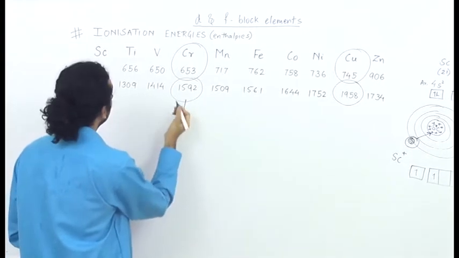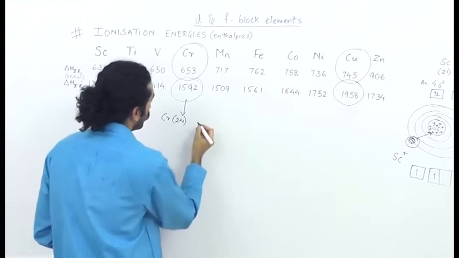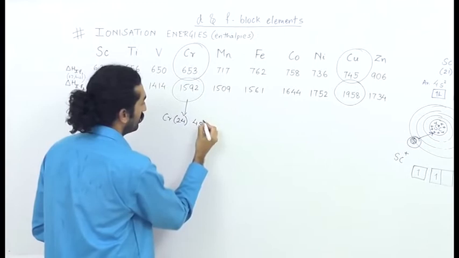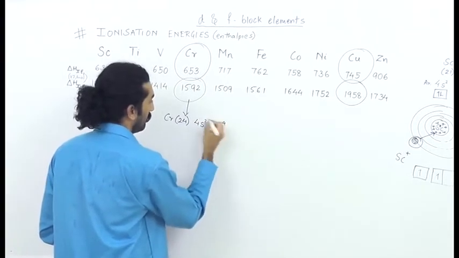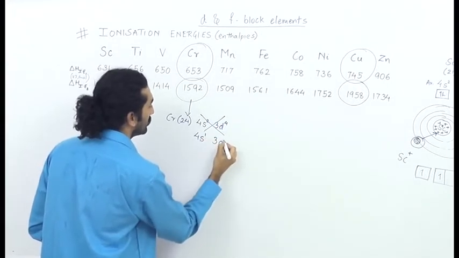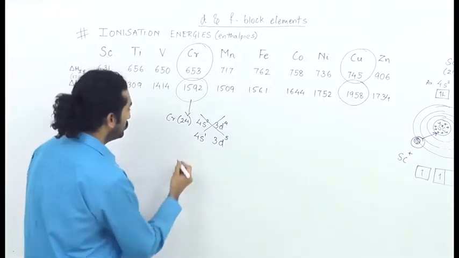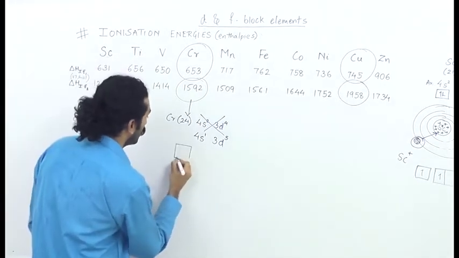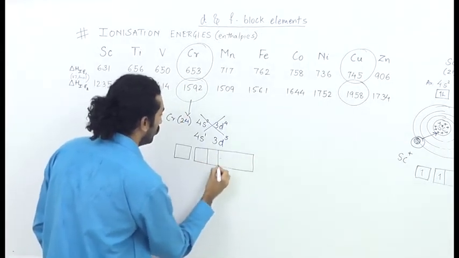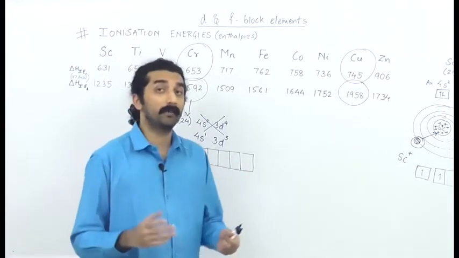Chromium, which has the atomic number of 24, ideally should have an electronic configuration of 4s2 3d4, but it does not have that. It has the electronic configuration of 4s1 3d5. The reason behind it has already been discussed with you. The reason is that chromium would not mind extra stability, and this has been previously discussed in the case of magnesium as well.